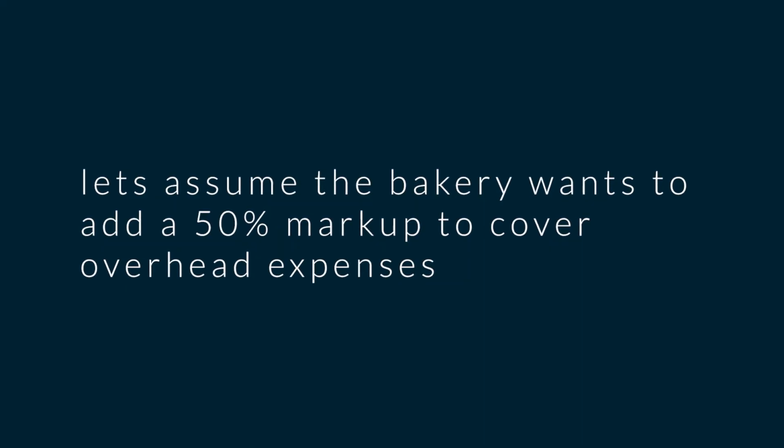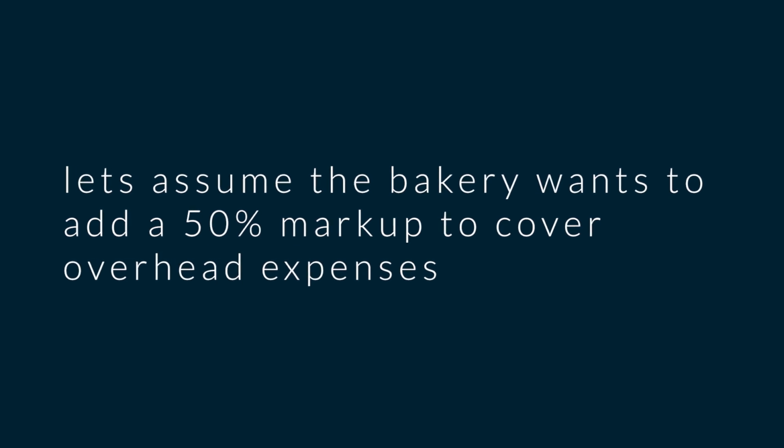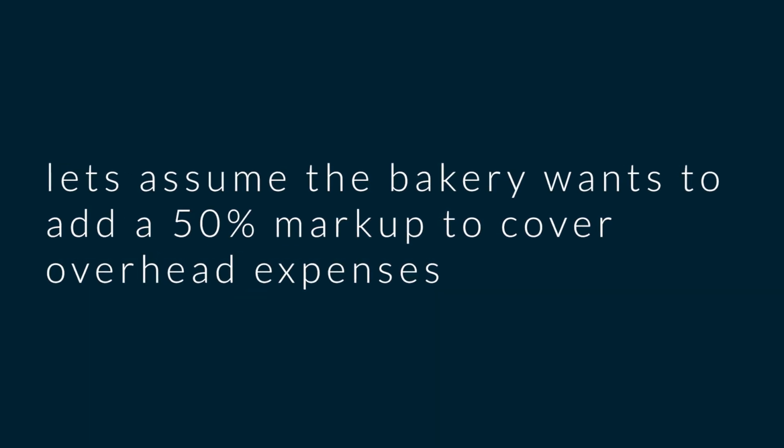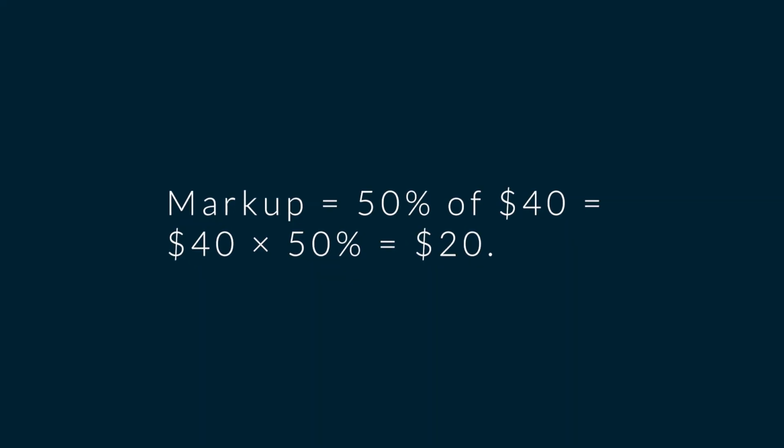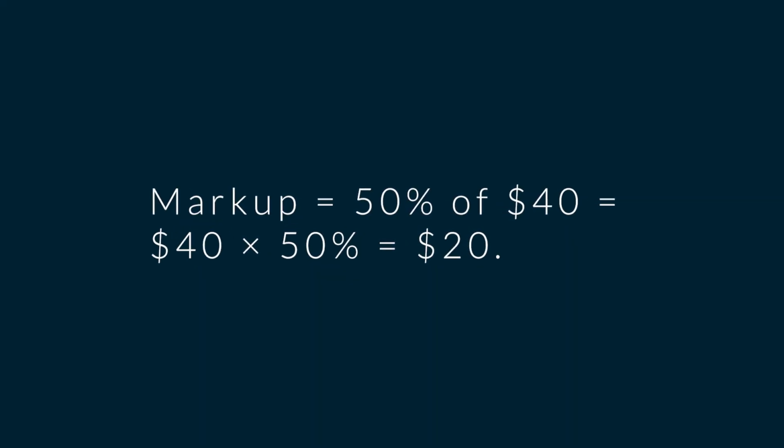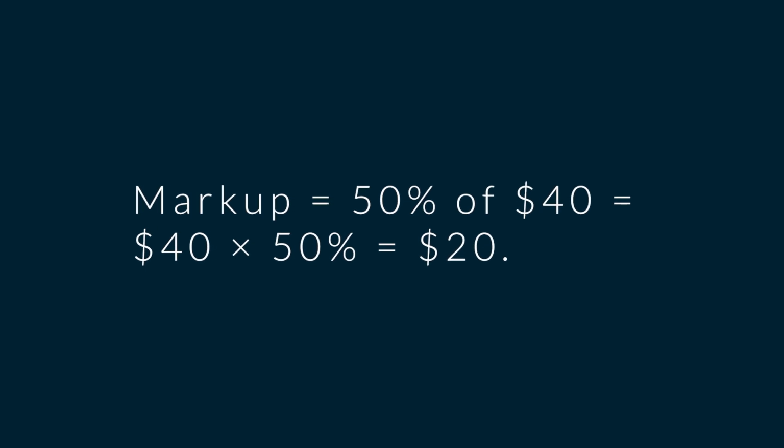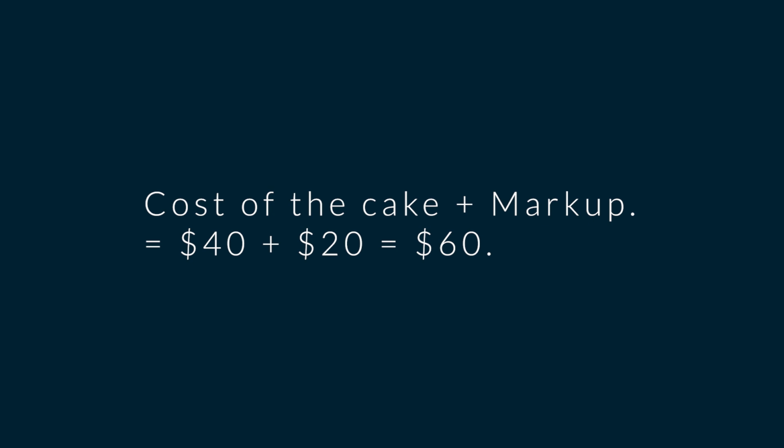In this case, let's assume that the bakery wants to add a 50% markup to cover overhead expenses like electricity, rent, equipment, and generate a profit. So the first thing we need to ask ourselves is, 50%, how much does that translate to in terms of dollars? It's 50% of the cost you're dealing with. Our direct cost was $40, so it's 50% of 40, and that makes it 20. Remember, cost plus the markup. So 40 plus 20 gives us 60, and 60 becomes our selling price.